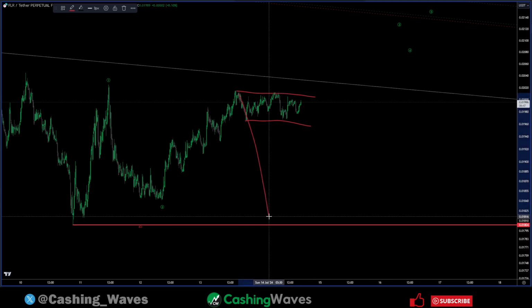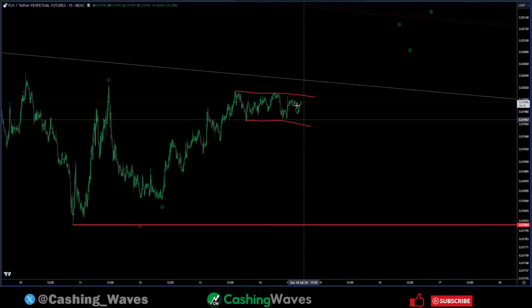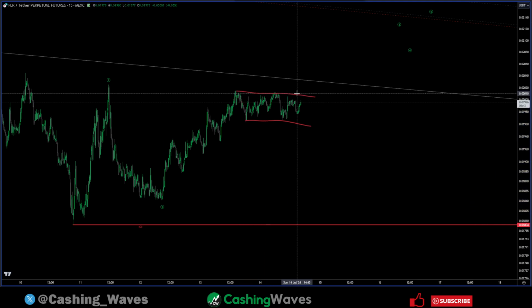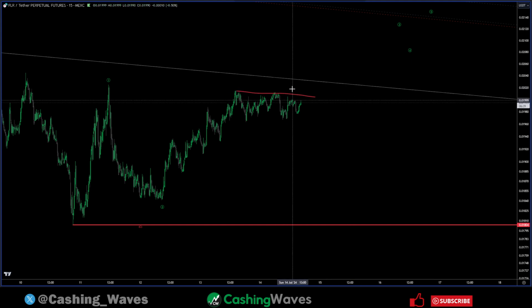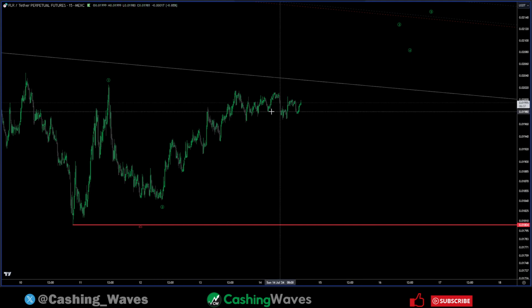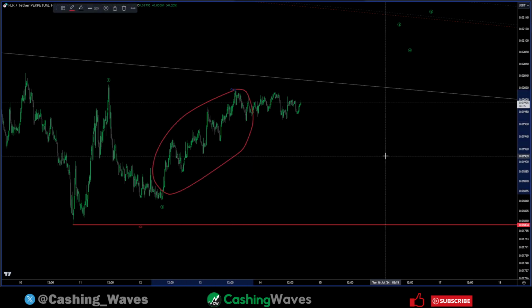Usually we would have gotten rejection from that area, but it does appear we're drifting sideways, so I am open to the possibility. But it's going to be very hard to target these waves till they fill out, because this count is so tough to pinpoint, right? There's nothing clear there.